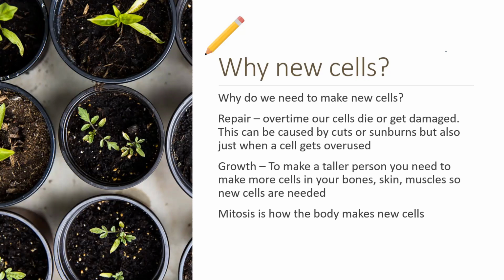Over time, cells die or get damaged, and this can be caused by cuts or sunburns, but also when cells get overused. If you've got a muscle cell, and its job is to open, close, and contract, and let's say you do a lot of running and that muscle cell gets worn out, essentially that muscle cell is just going to die. And you need to replace that muscle cell. You need to repair the body.